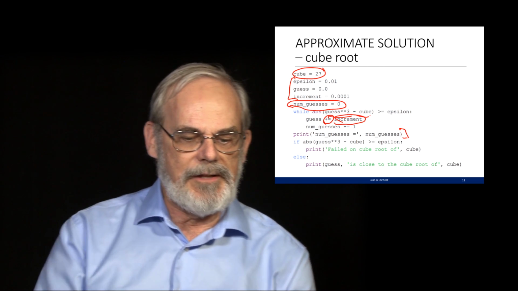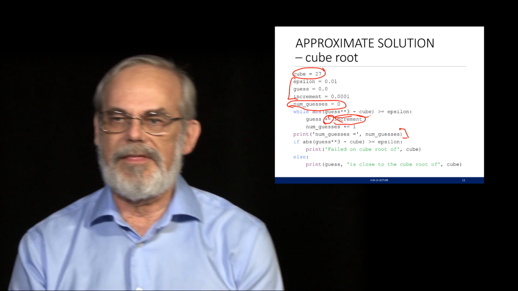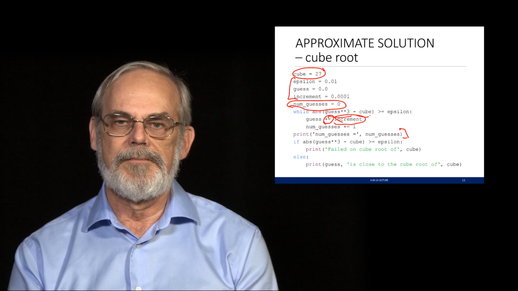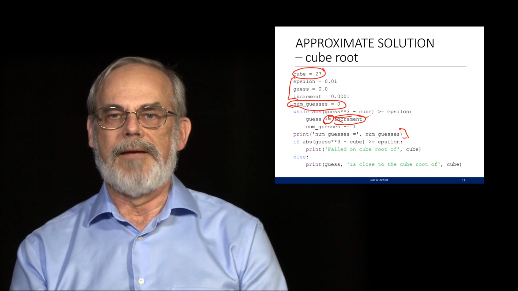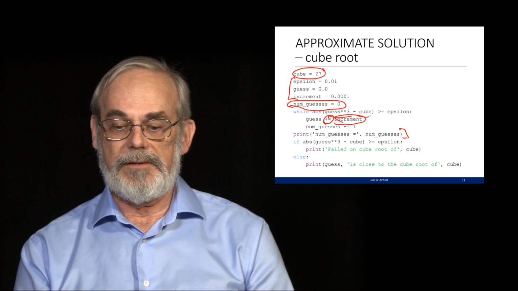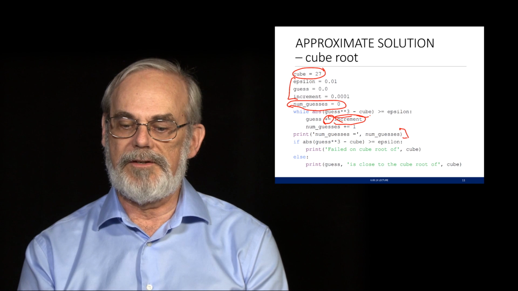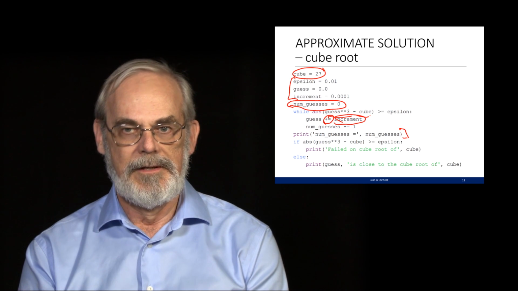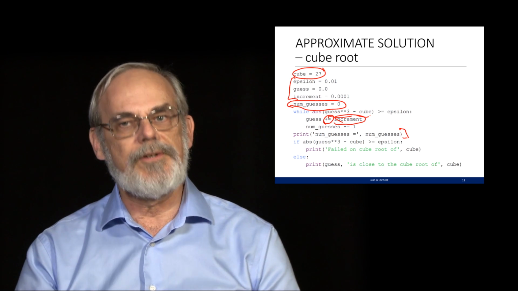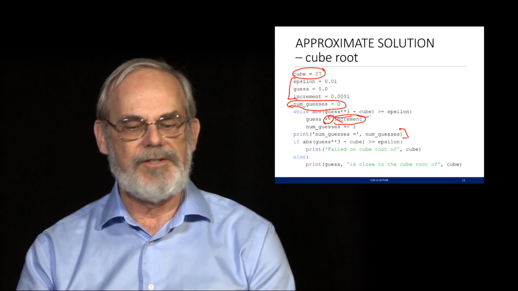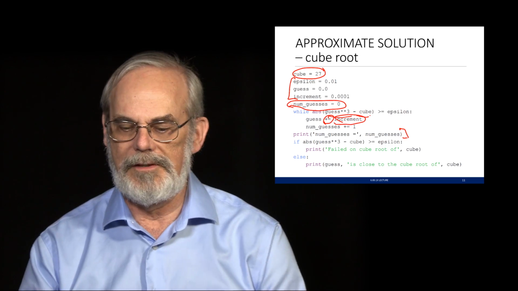But you can also see that it took almost 30,000 times through the loop before it got to that. Why? Because I started with a very simple answer, 0. That wasn't close enough. Then I went to 0.0001, then to 0.0002. And you can see I'm going to have to do a lot of things until I get to something that's going to give me a good guess.